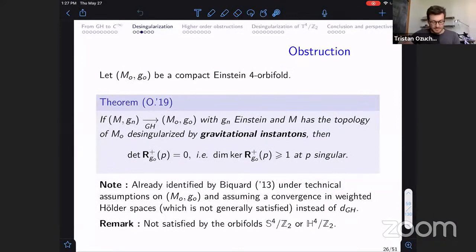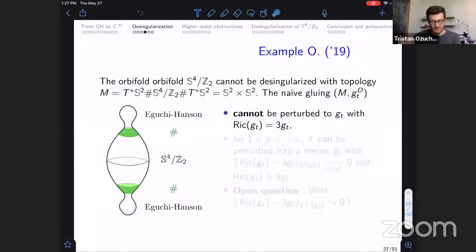And so our remark now is that this obstruction is not satisfied by our American football metric. So let me picture what the obstructions look like. Let's try to do the very obvious gluing. We take our American football metric and we try to glue two Eguchi-Hanson metrics to it. The previous theorem tells you that it's impossible to perturb it to an Einstein metric.